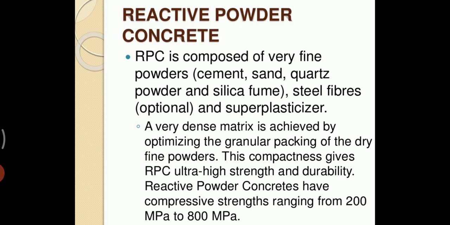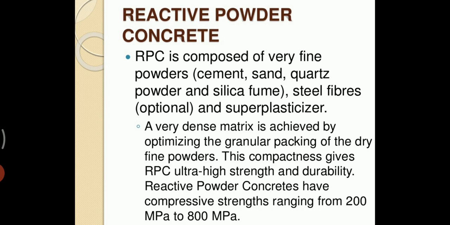The next special concrete is reactive powder concrete, called RPC. RPC is composed of very fine powders: cement, sand, quartz powder and silica fume, with steel fibers optional, and superplasticizer. These are the constituents we use to produce reactive powder concrete. Again, RPC is composed of very fine powders, that is cement, sand, quartz powder and silica fume, then steel fibers, which are optional, and superplasticizer.